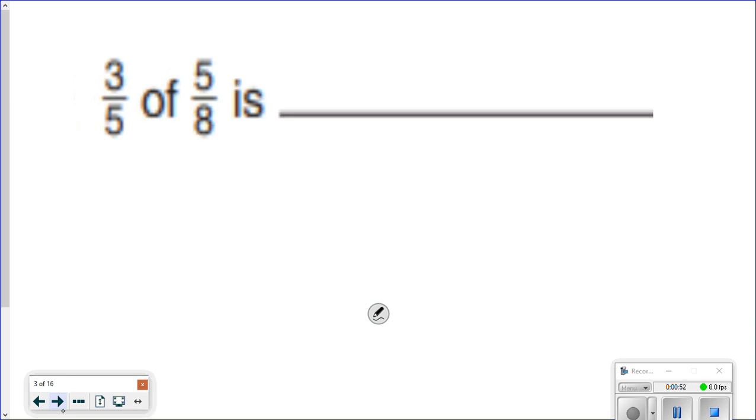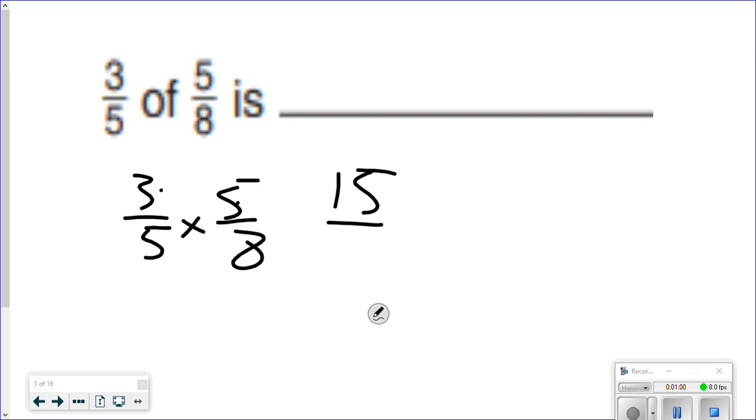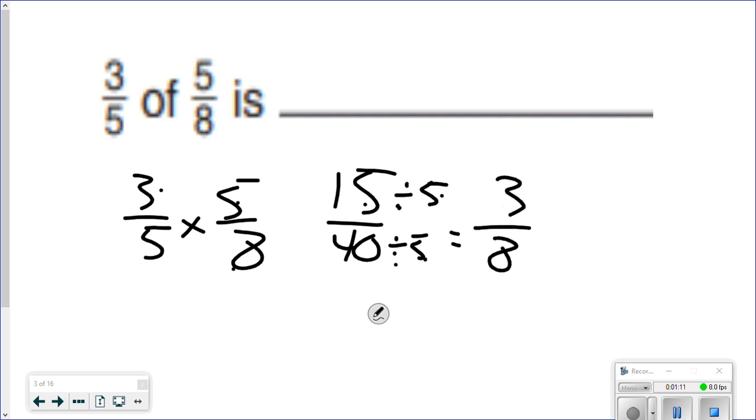3/5 of 5/8. 3/5 times 5/8. Multiply across, 3 times 5, you get 15. 5 times 8, you get 40. You can divide both of these by 5 to reduce them down. 15 divided by 5, you get 3. 40 divided by 5, you get an 8. 3/8 is your answer.